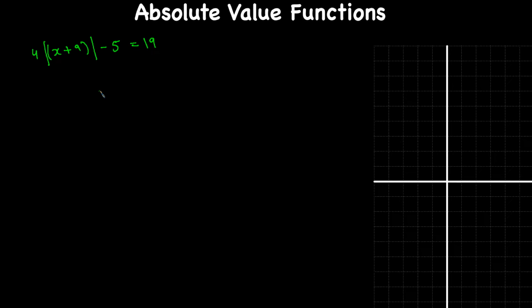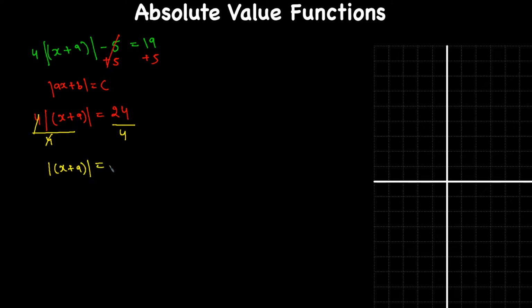So we need to follow a few steps. We're going to make it look like an ax plus b kind of equation equal to something, let's say c. That means we need to do some algebra steps. First of all, let's get rid of this 5. If I add 5 on both sides, this will cancel out. So I'm left with 4 times the absolute value of x plus 9 is equal to 24. Now we want to get rid of this 4. If I divide both sides by 4, 4 goes to 1, and on the left hand side I'm left with the absolute value of x plus 9 is equal to 24 divided by 4, which is 6.